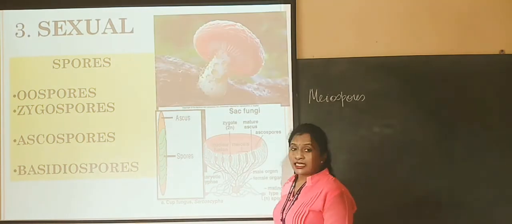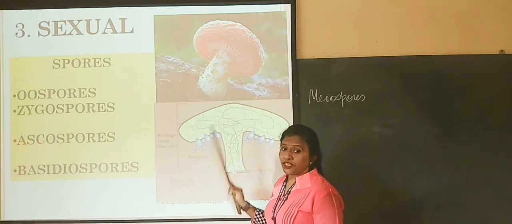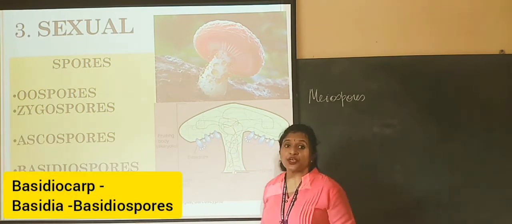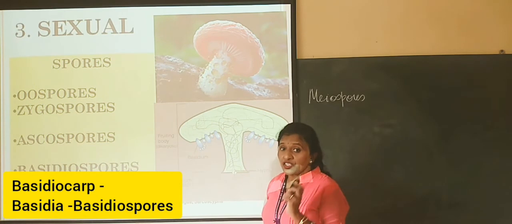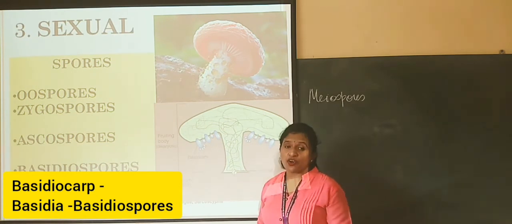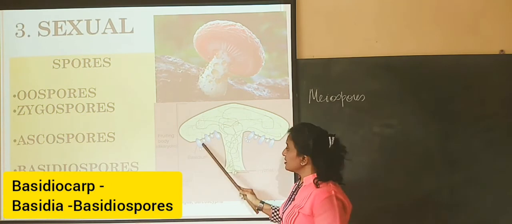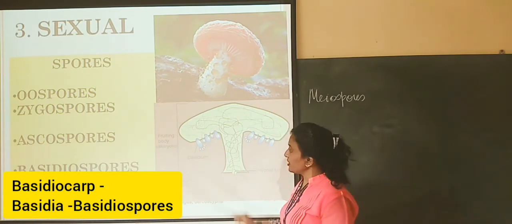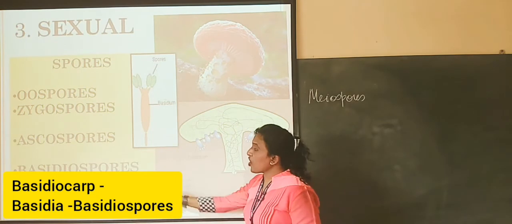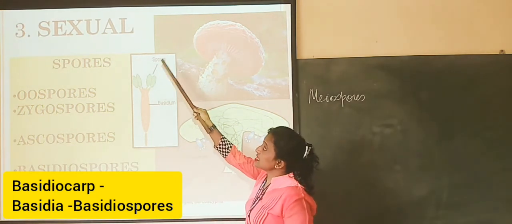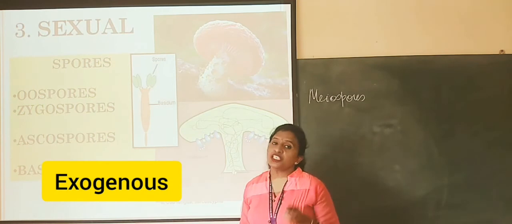The last type is basidiospores that are developed in the fruiting body called as basidiocarp. The basidiocarp will form the club-shaped structures outside or on the gills. So here, in this region, we will see many such basidia that are club-shaped, and each basidium will give rise to the spores called as basidiospores. Since these spores are formed on the basidia, therefore they are called as exogenous.